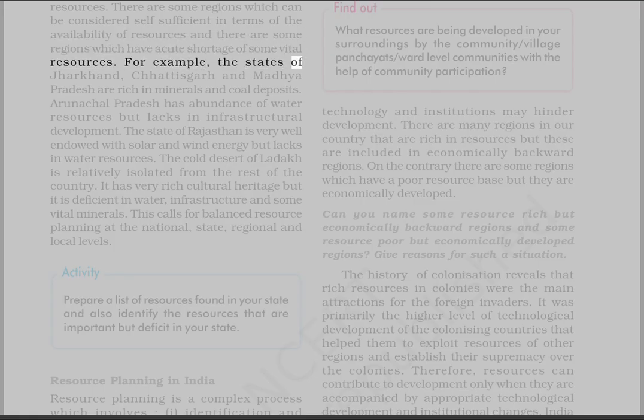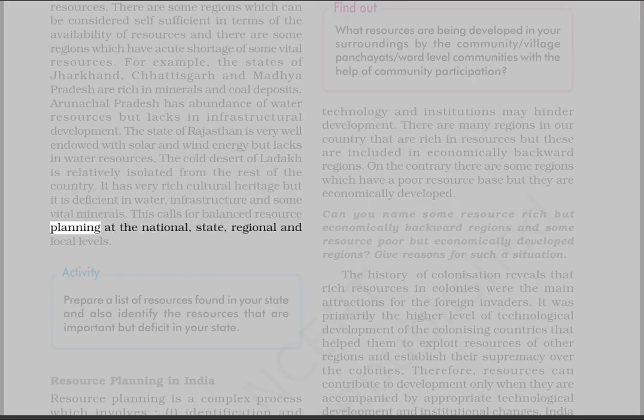For example, the states of Jharkhand, Chhattisgarh, and Madhya Pradesh are rich in minerals and coal deposits. Arunachal Pradesh has abundance of water resources but lacks in infrastructural development. The state of Rajasthan is very well endowed with solar and wind energy but lacks in water resources. The cold desert of Ladakh is relatively isolated from the rest of the country. It has very rich cultural heritage but it is deficient in water, infrastructure, and some vital minerals.